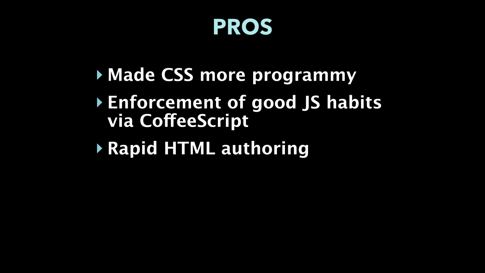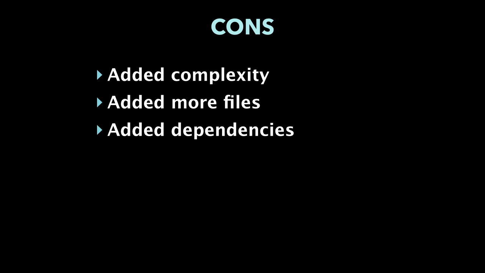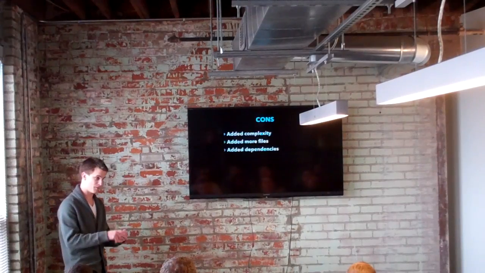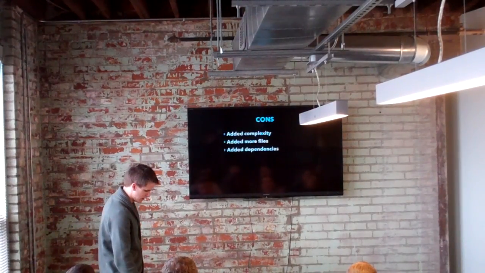What are the pros of what we've done? We've made CSS more programming, which is my favorite term. We enforce good JS habits with CoffeeScript, and we're writing our HTML faster. Right? Those are all good things. Cons: we've added some complexity. We have more files to manage. We've added some dependencies. Like now you need CoffeeScript or Sass to run the project.